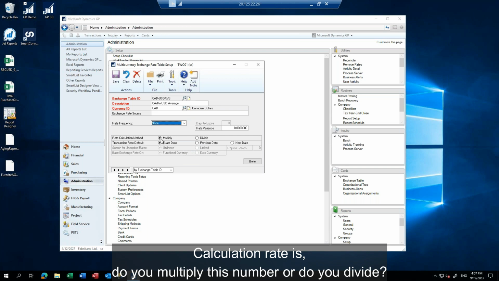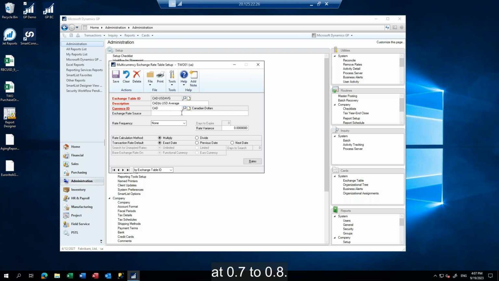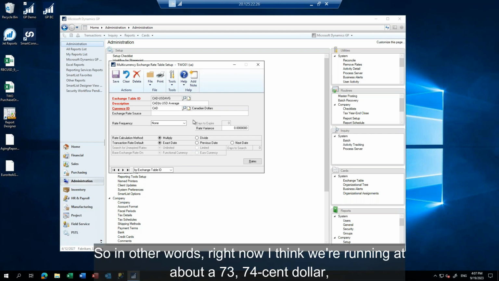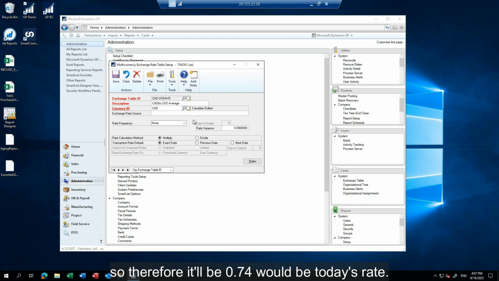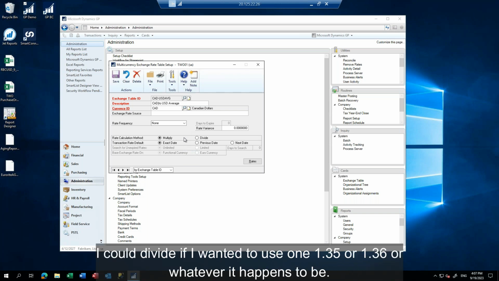Calculation rate is, do you multiply this number or do you divide? In this case, I'm going to use multiply, so I'm going to be entering my exchange rates at 0.7 to 0.8. So in other words, right now, I think we're running at about a 73, 74 cent dollar. So therefore, 0.74 would be today's rate. So I multiply the Canadian by 0.74 to get me the US value. I could divide if I wanted to use 135 or 136 or whatever it happens to be.